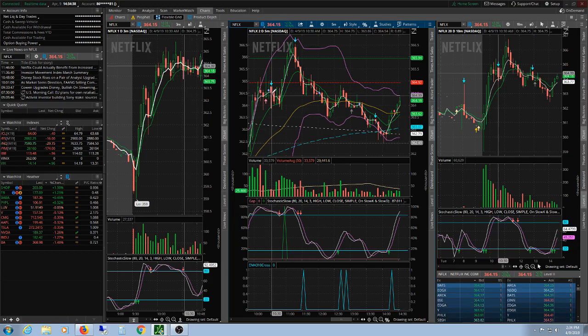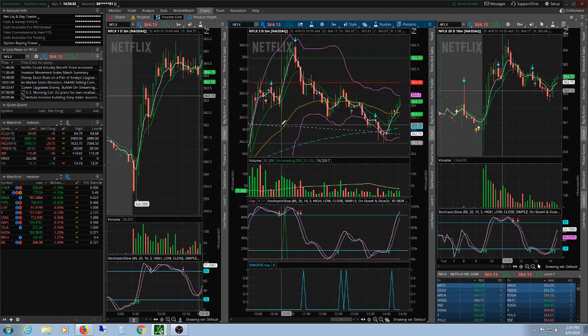It dropped a little bit. By the time I entered, it was about here, so I didn't get much of a drop. I was looking for a play down to here. I didn't get it. I stopped out right after we broke through this pivot. I paid $3.15, I sold it for $2.85. It was only one contract. Paper trade again, so I lost $30 on that one.